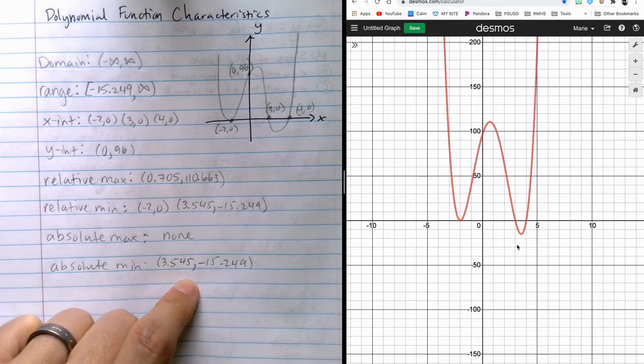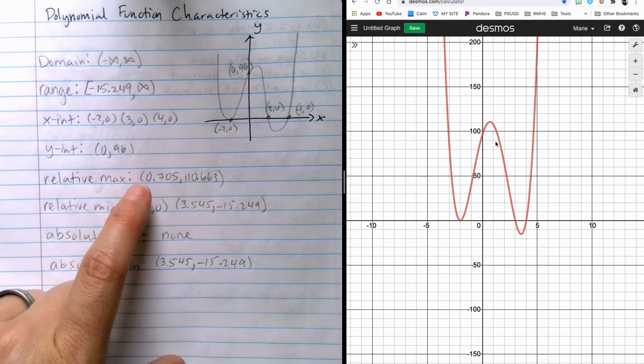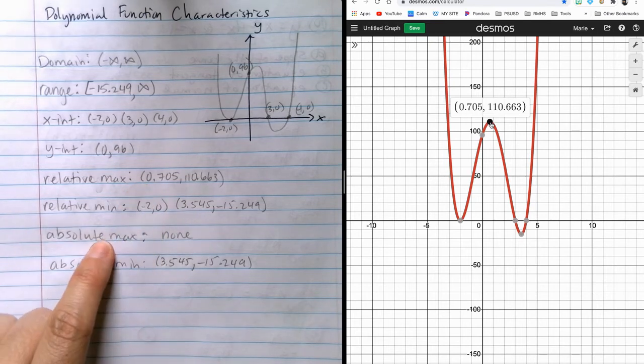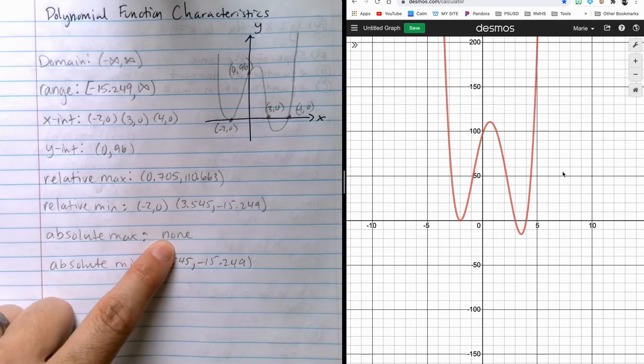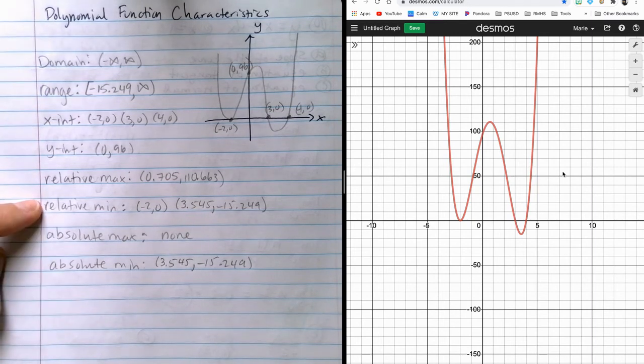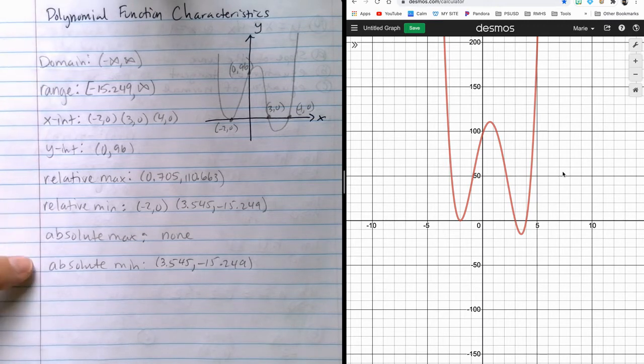The same is true for the maximums. Let's look at those. The relative maximum is this point up here. So in this local area, it is a maximum value. It's a high point. However, is it the absolute highest in the entire graph? No, there is none. So again, just to reiterate, an absolute extrema is automatically relative. However, a relative extrema is not necessarily absolute.